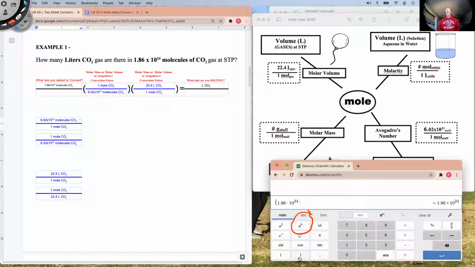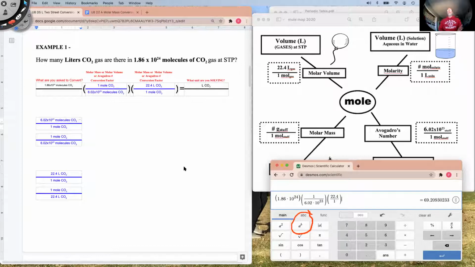Then I'm going to close my parentheses, and then we're going to multiply, and I'm just going to do it just like it is, times 1 divided by 6.02 times 10 to the 23rd. I'm going to click out, and I'm going to close my parentheses, because there's that parentheses. And then I'm going to start another set of parentheses. And what's that one going to be? 22.4 divided by 1, close parentheses. And that should be giving us our answer, ladies and gentlemen.